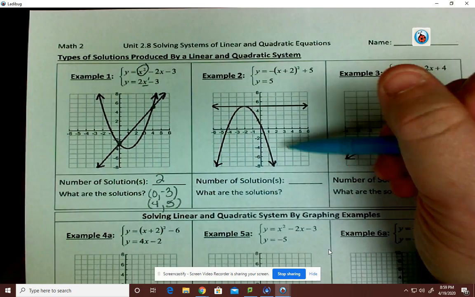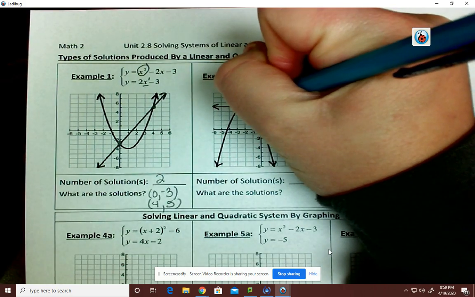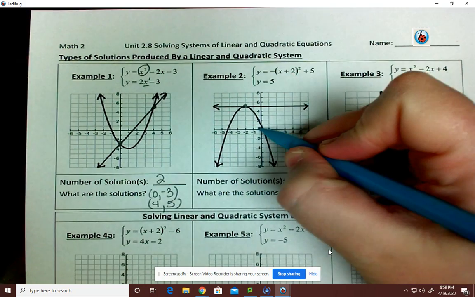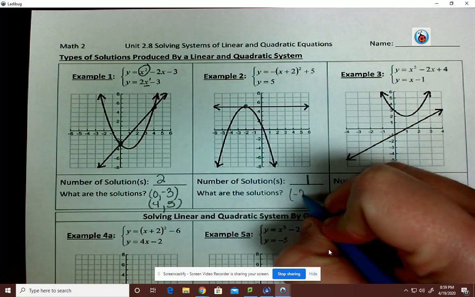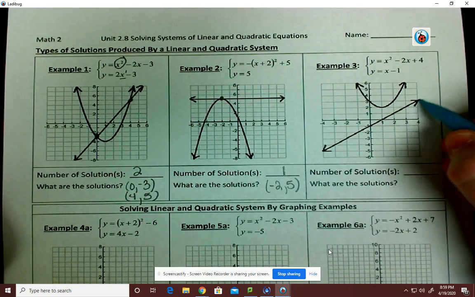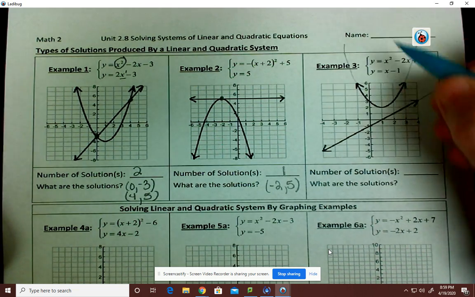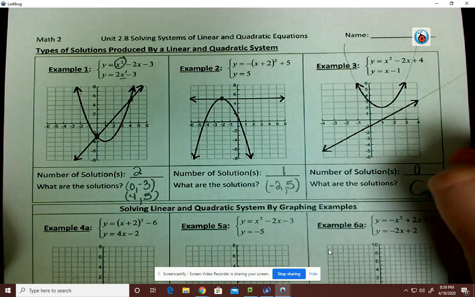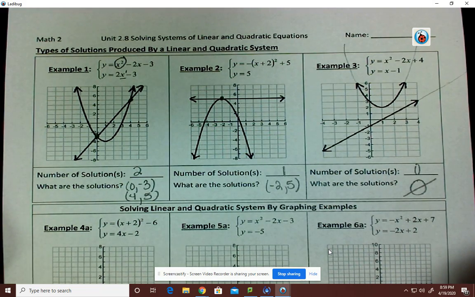On this one, number of solutions, these just touch one time, so there's just one solution, and it would be at (-2, 5). And then on this one, if these continue on forever, they are never going to touch each other. So there are 0 solutions, so we just say no solution on that one.